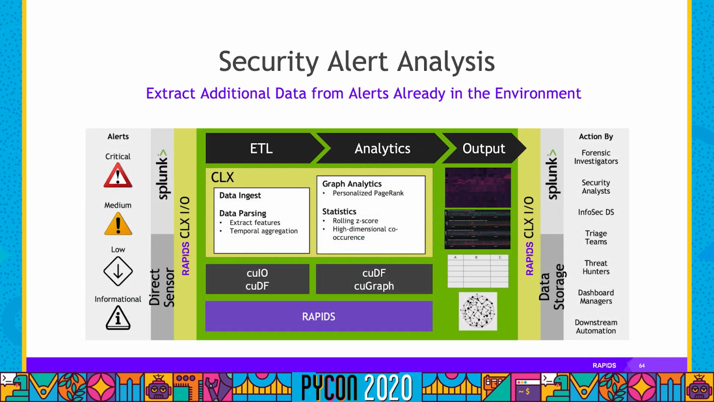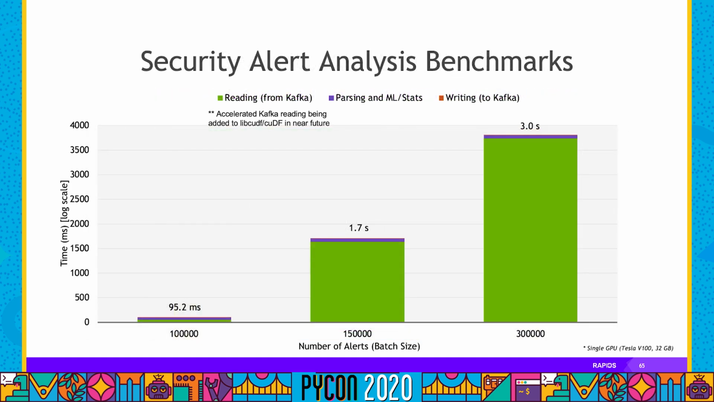A different one, security alert analysis, where we essentially look at all of your different alerts that you're getting and try to extract new information from them. Same type of workflow. And the key here is that we're using Rapids to do all of this. These are our benchmarks. And you see right off the bat that the majority of the time is taken up by reading from a Kafka producer into this pipeline.